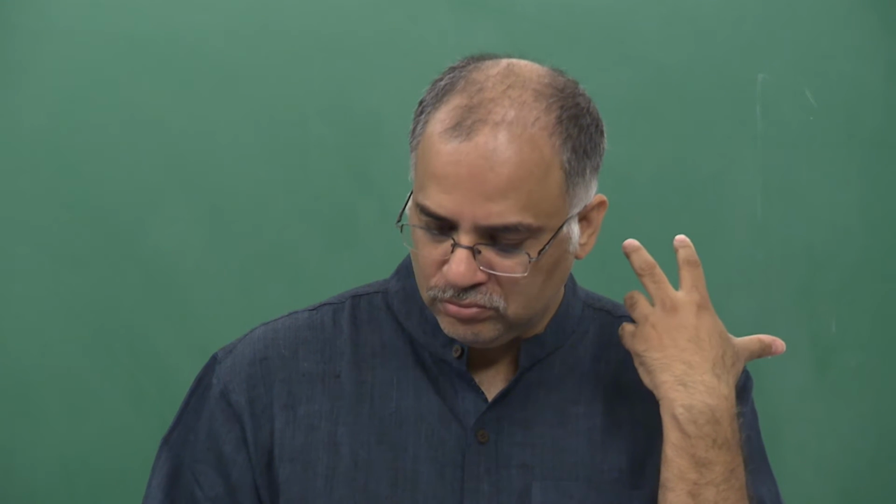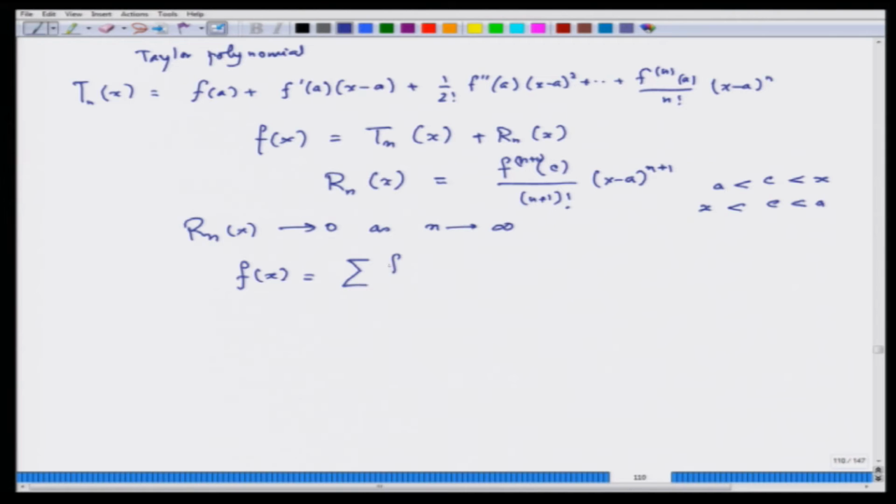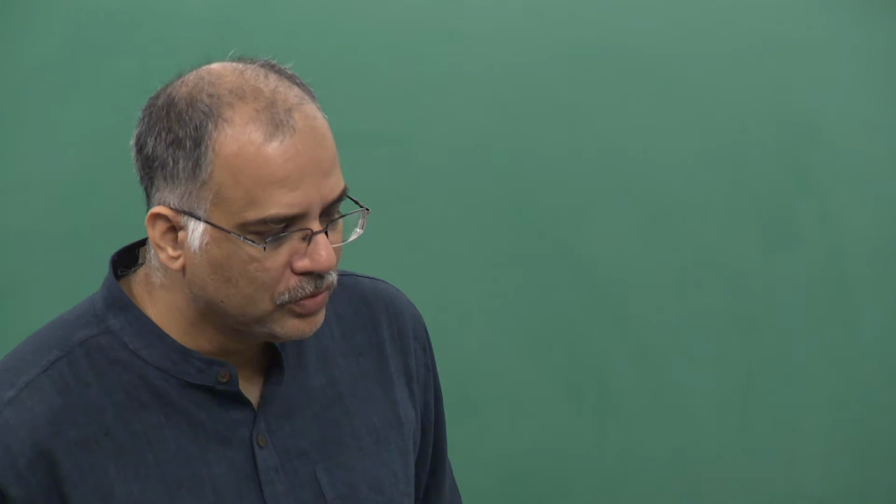So, you can write f(x) as... For this, the remainder term has to go to 0 as n goes to infinity. This is a very crucial term. We will show one example of how we can show this remainder term goes to 0.